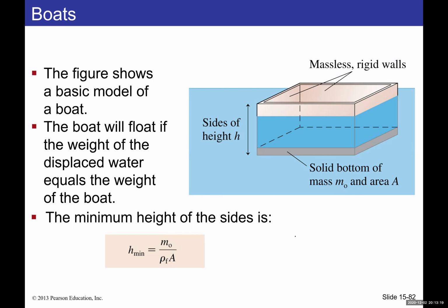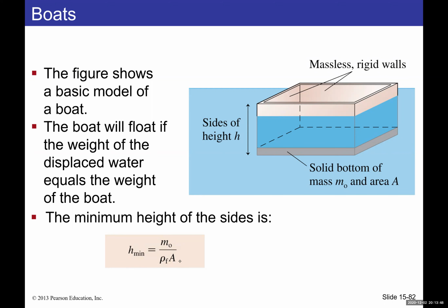Now, from here, we can look at a boat having a rectangular shape, with sides of height h and a solid bottom of mass m naught and area A. So basically what we can do is find the minimum height of the sides: h minimum equals the mass of the object divided by the density of the fluid times the area.